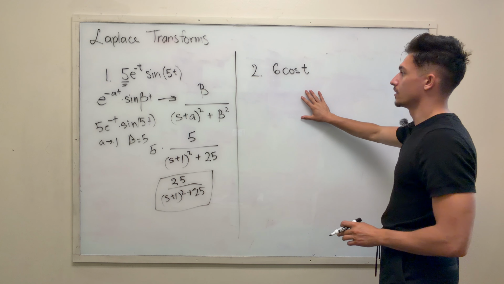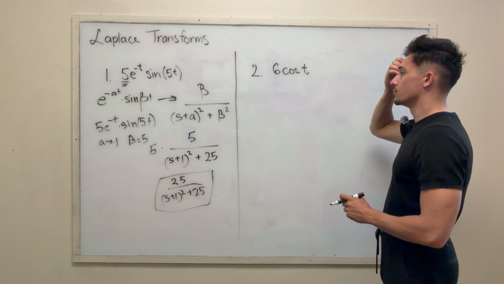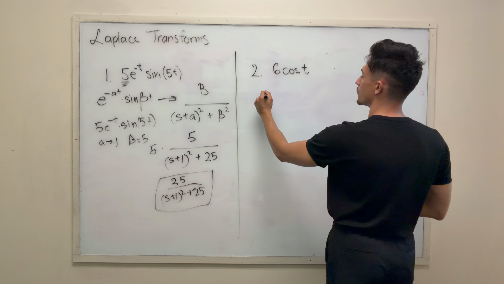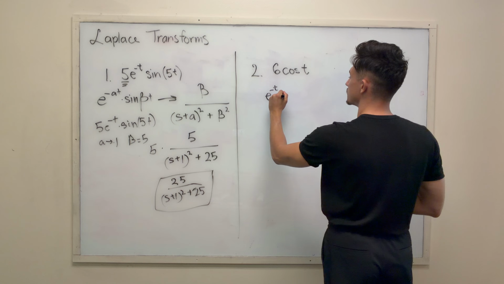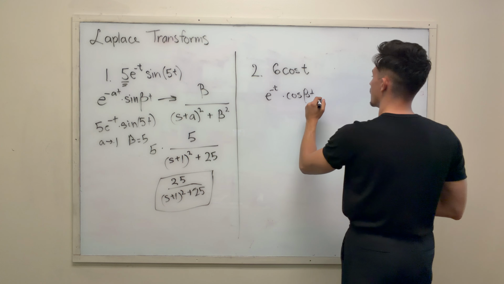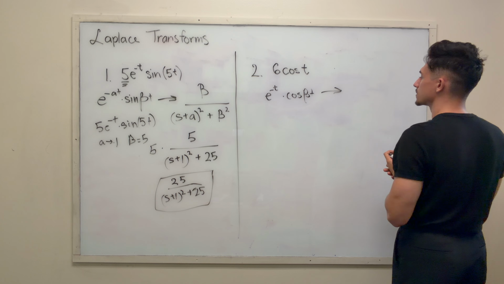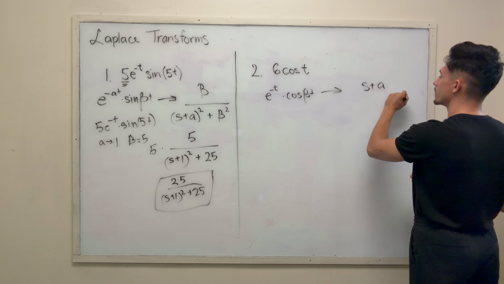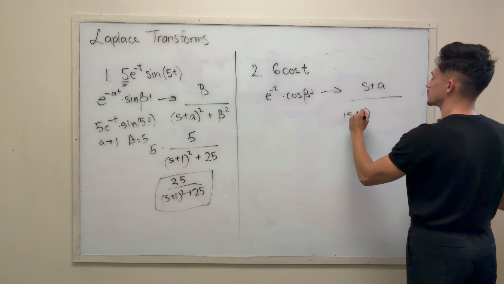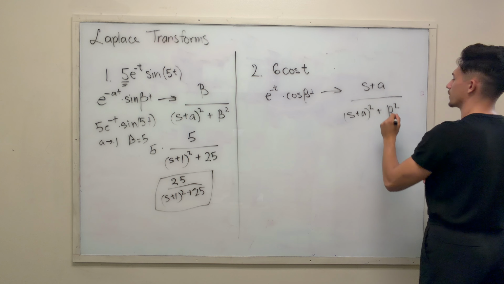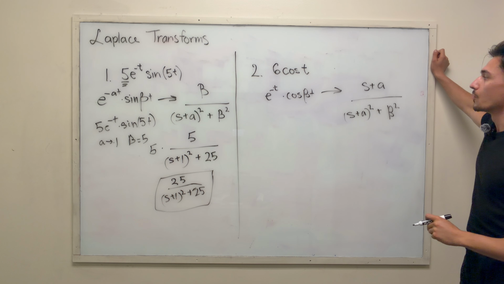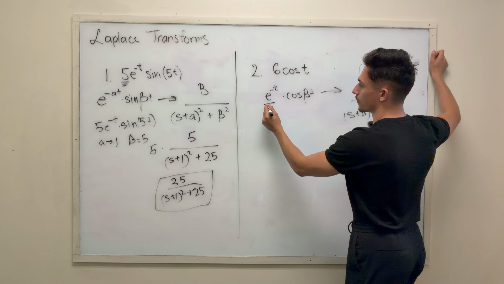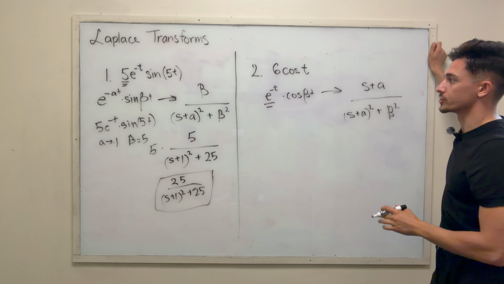And then for this one, if I were to give you the formula for the Laplace transform, it's very, very similar, but still different. So it would be e to the negative at times cosine beta t. When we do the Laplace transform of this, what we end up getting is s plus a in the numerator over s plus a squared plus beta squared. What's also trickier about this is that we don't actually see the e to the power of negative t function anywhere, right?